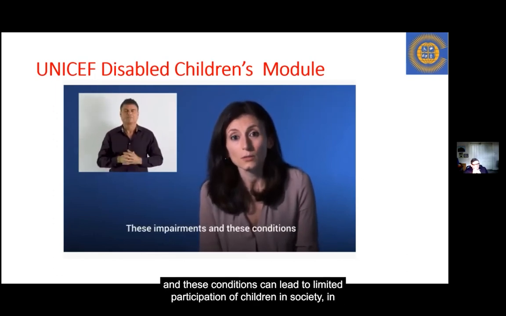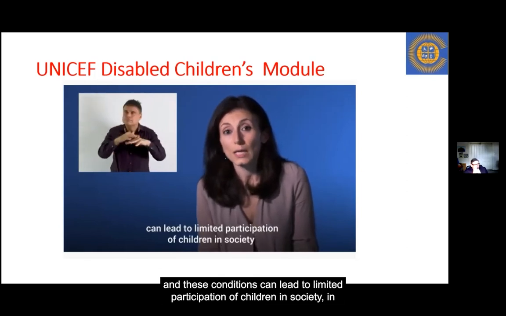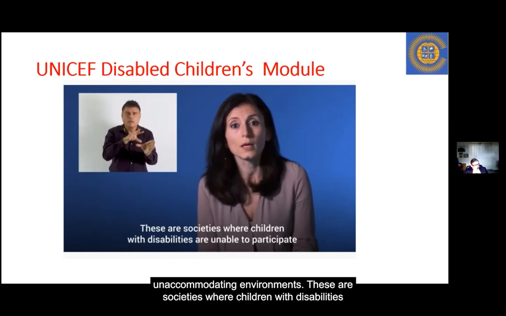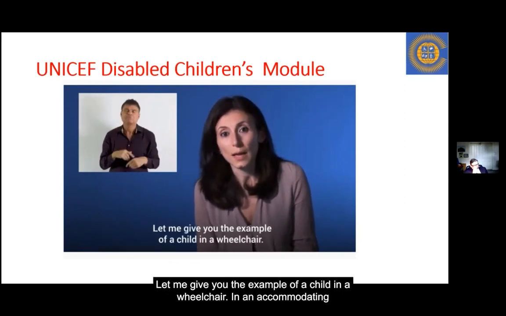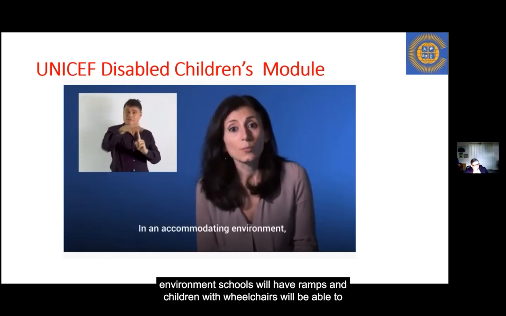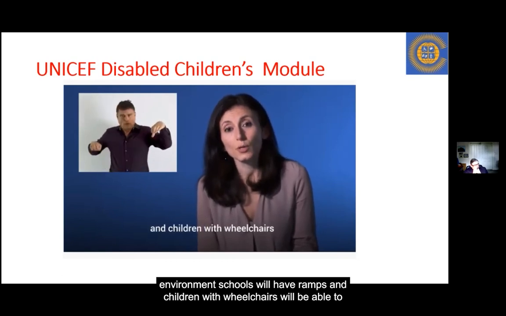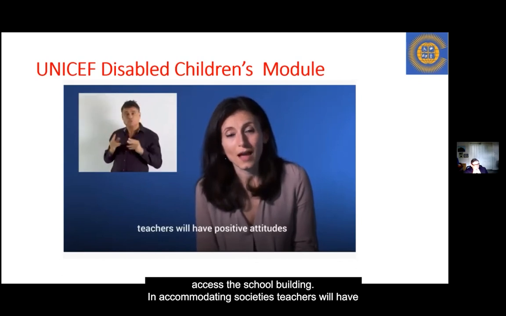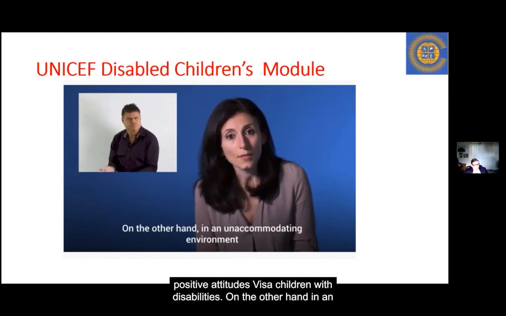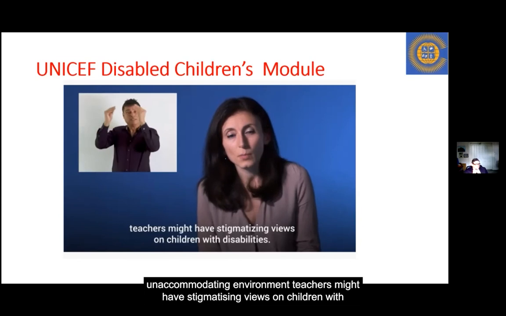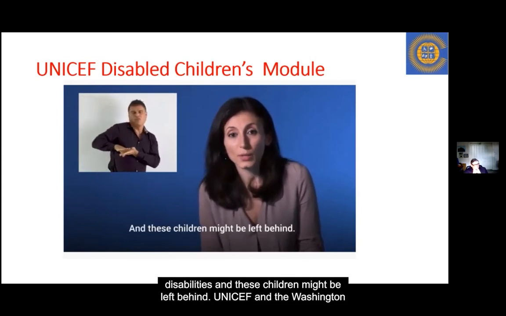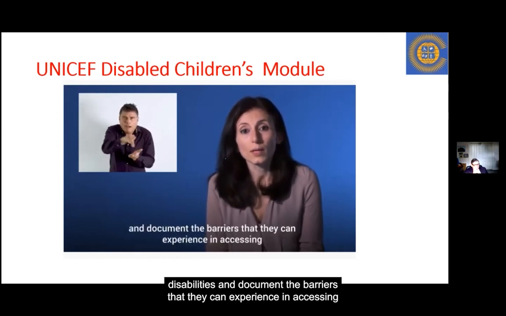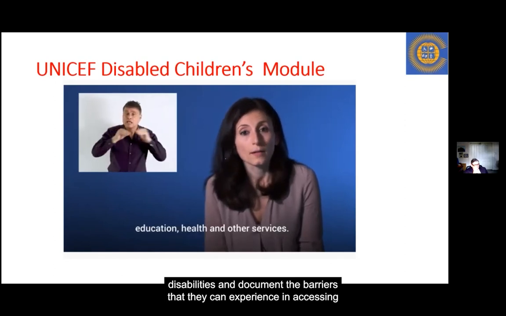These impairments and conditions can lead to limited participation of children in society in unaccommodating environments. These are societies where children with disabilities are unable to participate because of barriers that exist in the society. Let me give you the example of a child in a wheelchair. In an accommodating environment, schools will have ramps, and children in wheelchairs will be able to access the school building. In accommodating societies, teachers will have positive attitudes toward children with disabilities. In an unaccommodating environment, teachers might have stigmatizing views on children with disabilities, and these children might be left behind. UNICEF and the Washington Group have developed a module that can be used to identify children with disabilities and document the barriers that they can experience in accessing education, health, and other services.